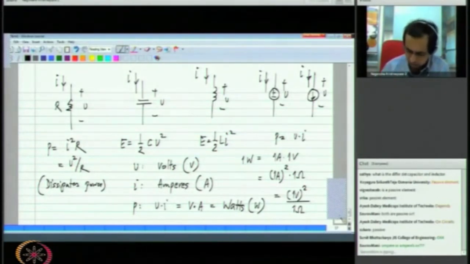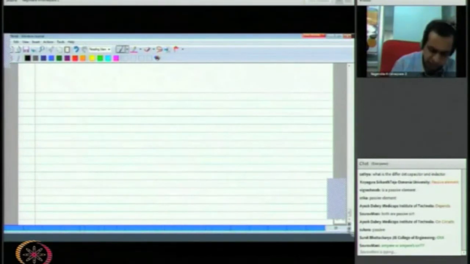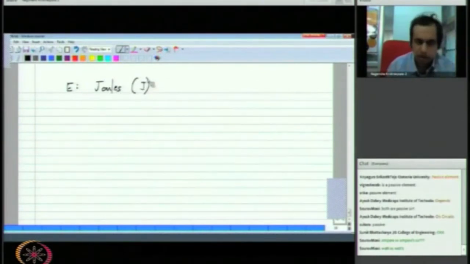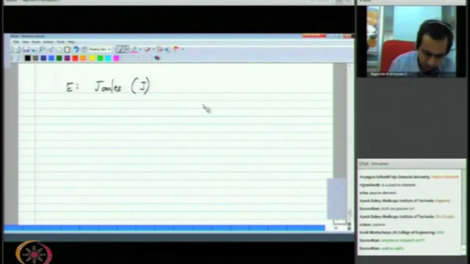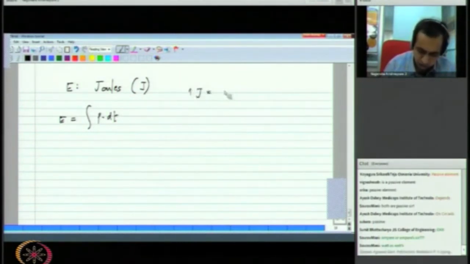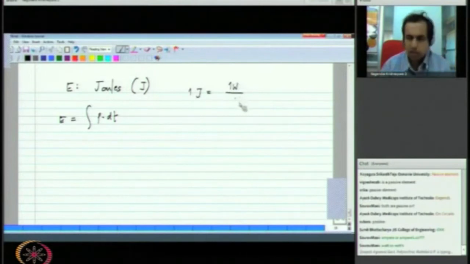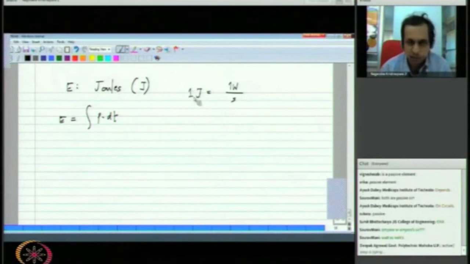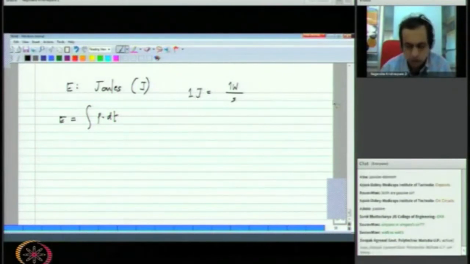And the energy E is measured in joules, denoted by J. Now we know that the energy is the time integral of power. So 1 joule equals 1 watt per second. I think mostly you are familiar with these things, but I am just refreshing your memory.